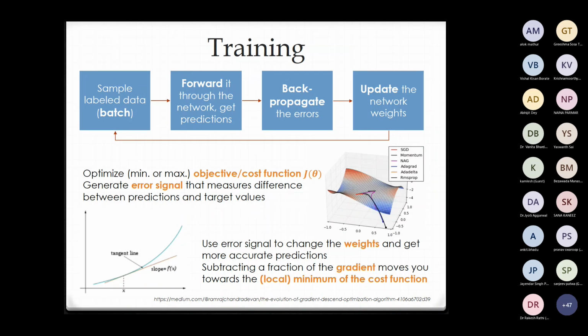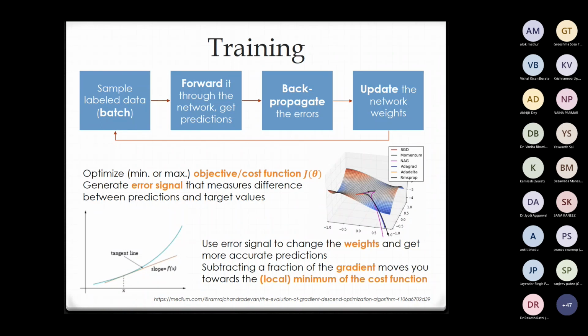So how do we get the value? We can get the value of the objective or cost function. This is the J delta value. From this objective J, we can generate an error signal. This error signal measures the difference between the prediction and the target value. What is your prediction and what is your target value?